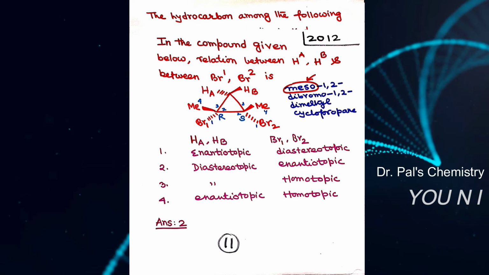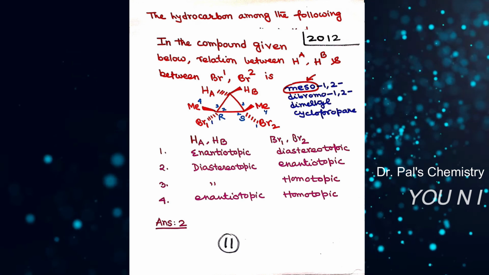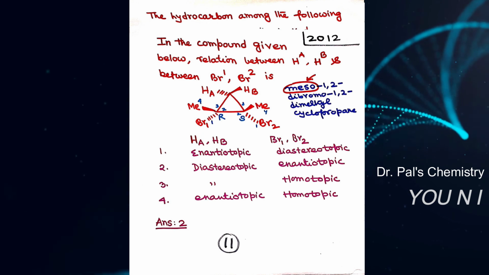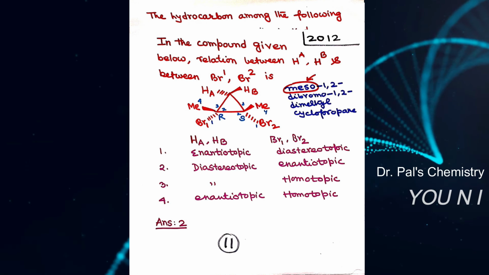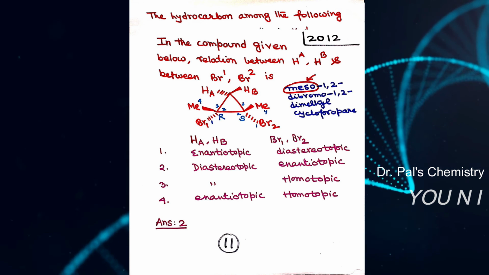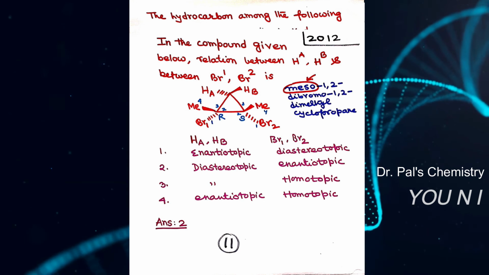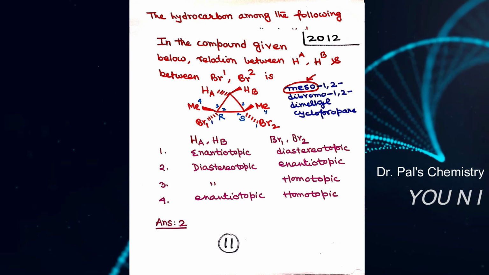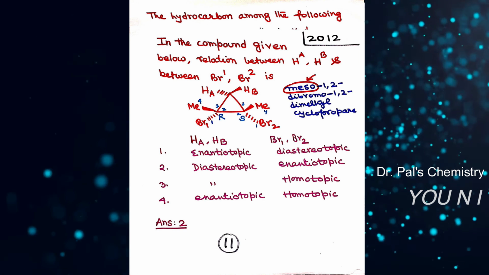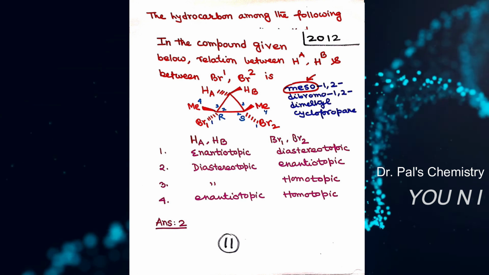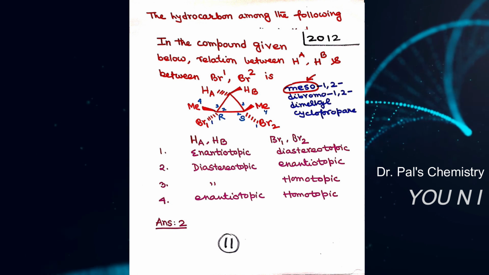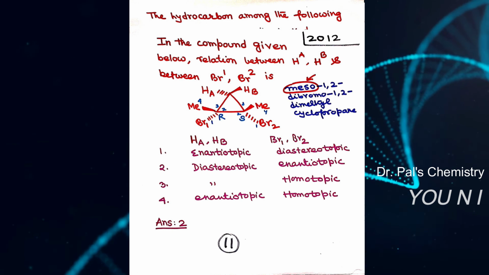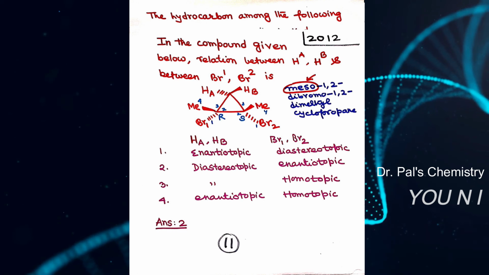Now first coming to the topic relationship between HA and HB. HA and HB are diastereotopic. Why? Because in this compound the 2 methyl groups are cis and the 2 bromines are also cis. So therefore it is the cis cyclopropane derivative. In that case, if we replace HA by D, that will be cis to bromine and trans to methyl. Similarly, if we replace HB by D, that will be cis to methyl but trans to bromine. So therefore HA and HB are diastereotopic.